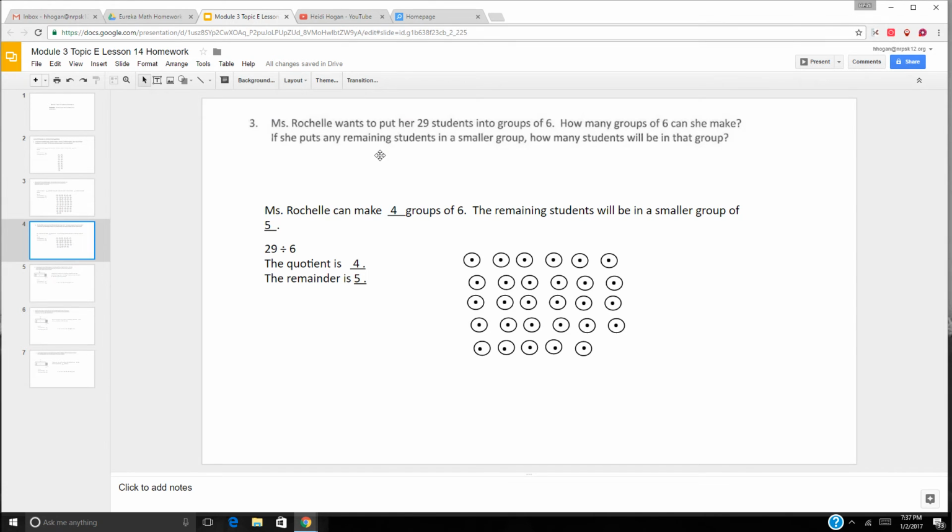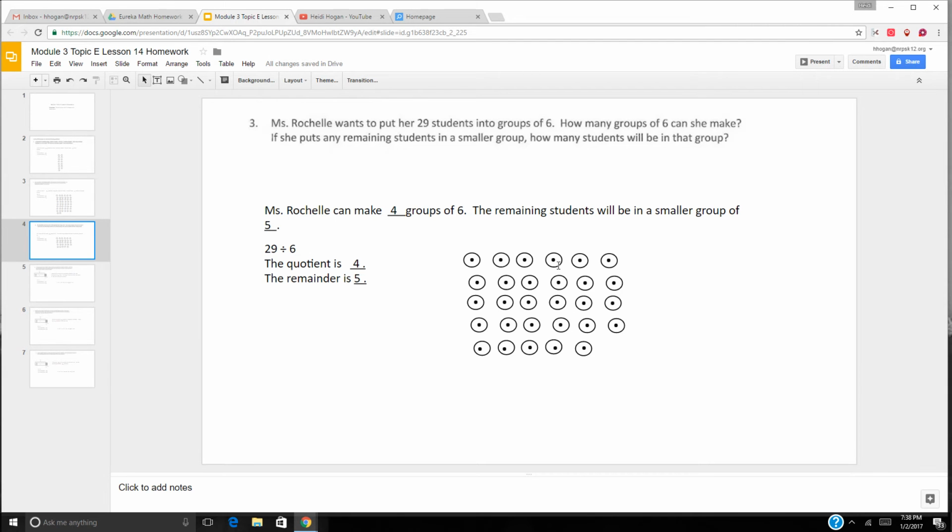So Ms. Rochelle wants to put her 29 students into groups of 6. How many groups of 6 can she make? And if she puts any remaining students in a smaller group, how many will be in that group? So again, we start with our statement. Ms. Rochelle can make groups of 6, period. The remaining students will be in a smaller group of blank, okay? So it's really 29 divided by 6. So how many 6s are in 29?